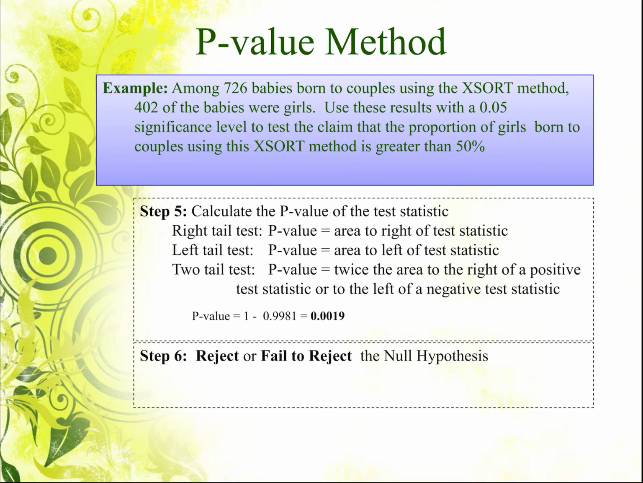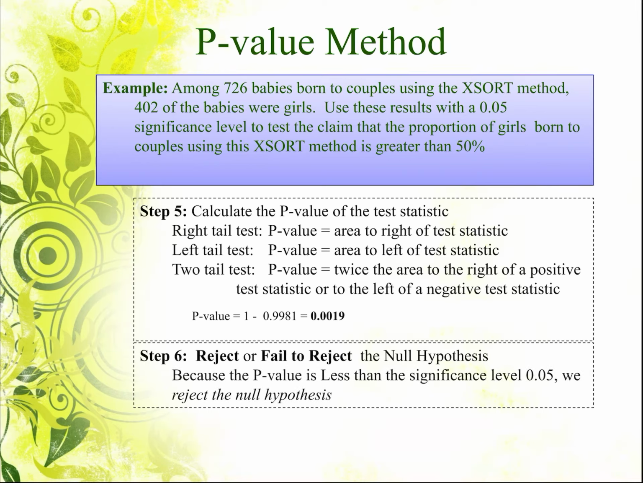Okay, here's where we make our decision. In the p-value method, we compare the p-value to the significance level. So in this one, since our p-value is only 0.0019, and that is smaller than 0.05, we're in the critical region. We are going to reject the null hypothesis.